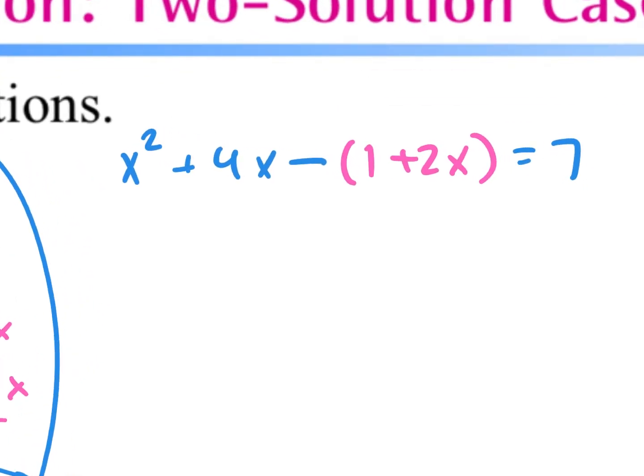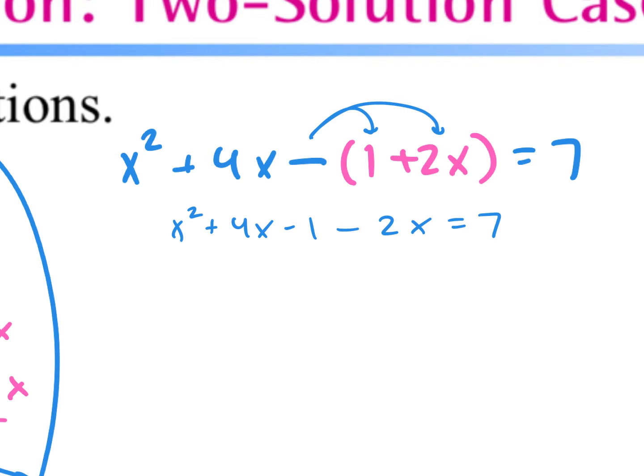Now I'm solving for x. So what should I do next? Distribute the negative. So I have x squared plus 4x minus 1 minus 2x is equal to 7. Anytime that you plug in an equation, make sure you're plugging it in with parentheses because we have to distribute the negative. A common mistake is that people will not plug it in with parentheses and only make it minus 1 but plus 2, and that'll throw off your whole answer. So anytime you plug in an equation, plug it in with the parentheses.